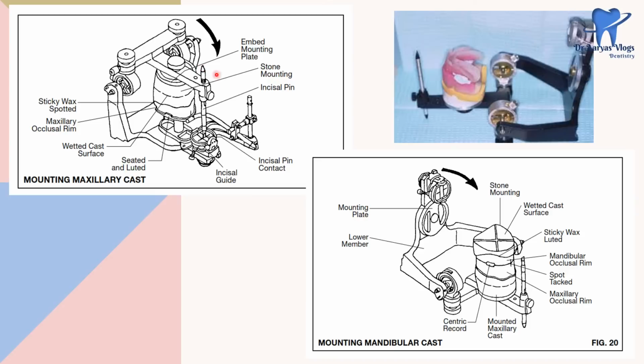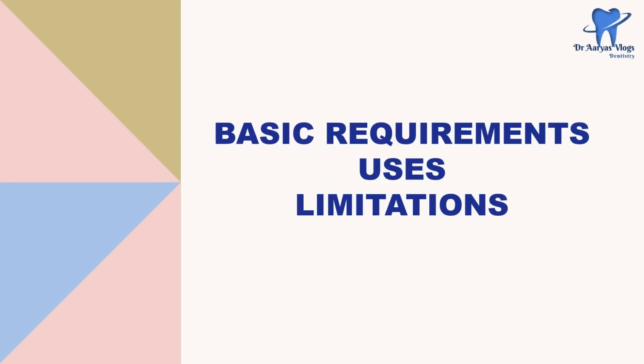So this is the mounting of the maxillary cast, and this is the mounting of the mandibular cast by inverting the articulator. See, this is the incisal pin, which acts as the third point of stability. That's all about the articulator parts and its preparation. And I have discussed the facebow in detail in my previous videos. You can watch that video, and I have given the links in the description box.